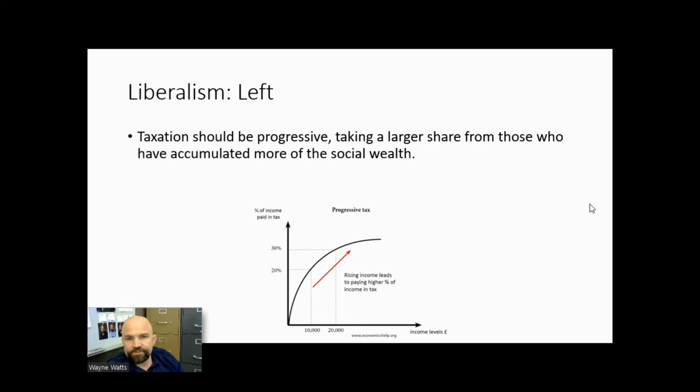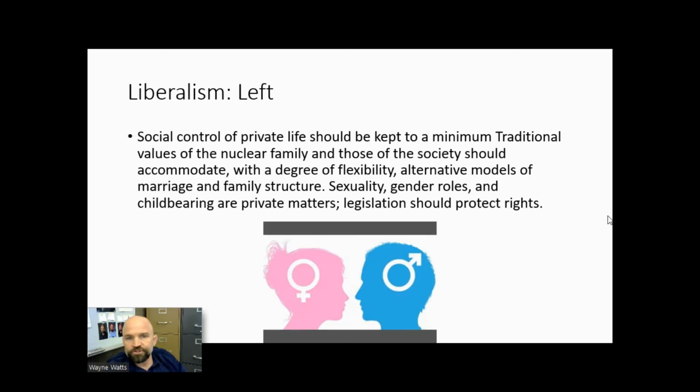Taxation, they tend to believe, should be progressive, taking a larger share from those who have accumulated more of the social wealth. Social control of private life should be kept to a minimum. Traditional values of the nuclear family and those of the society should accommodate, with a degree of flexibility, alternative models of marriage and family structure. Sexuality, gender roles, and childbearing, they believe, are private matters. Legislation should protect their rights.